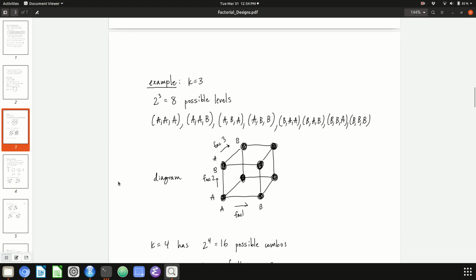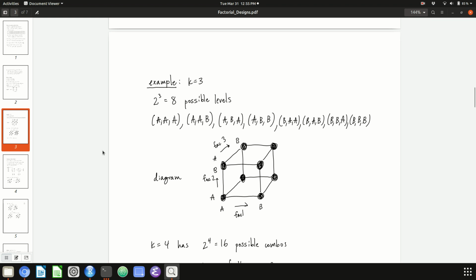Let's do the example with k equals 3. So if there are 3 treatment factors, 2 levels for each factor, that means there are 2 times 2 times 2 equals 8 possible combinations of the low and the high setting for each of these. So this just enumerates all of the possible combinations. If you count them up, there are 8.